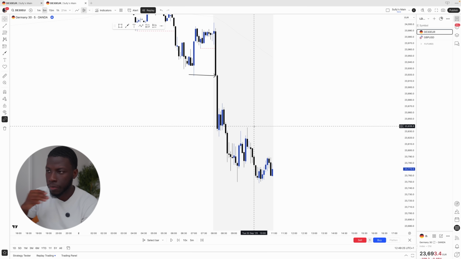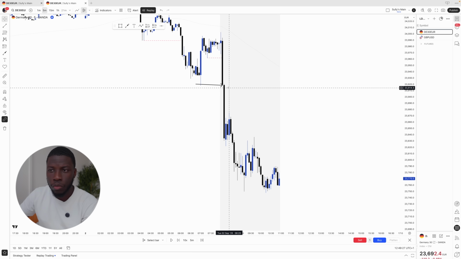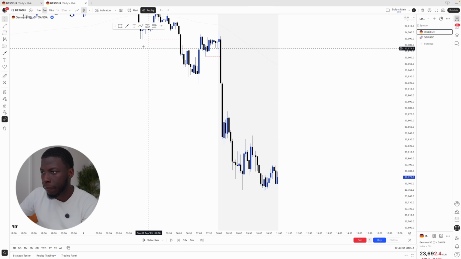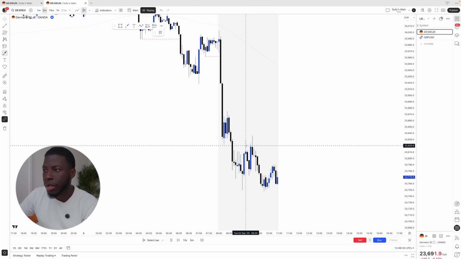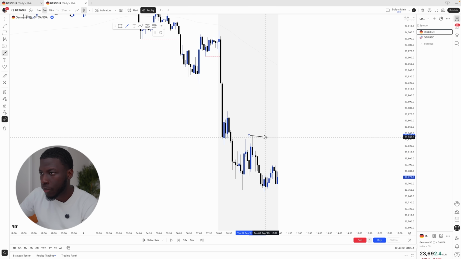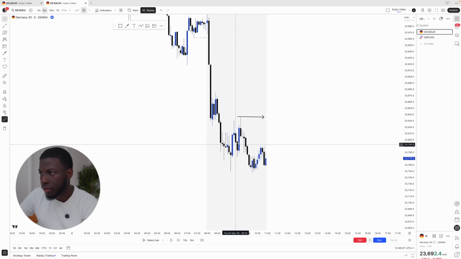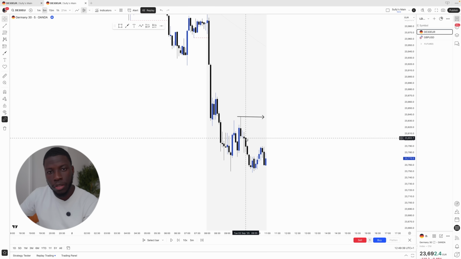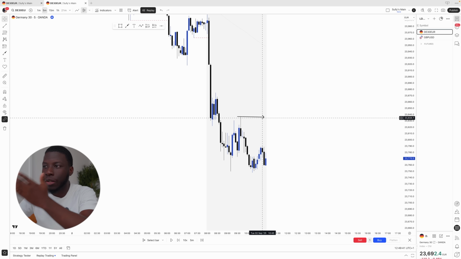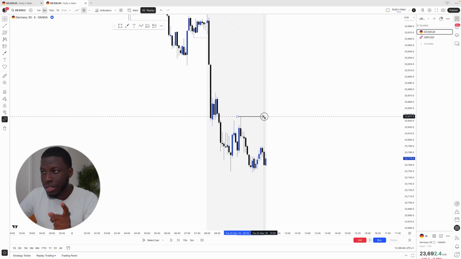How do I know that a high is broken? A high is broken once price closes above the previous swing. So in this case, right here, I know a change of character has occurred when this swing high right here gets broken. What do I mean by broken? When price closes above. Not wicks above, it has to close above.